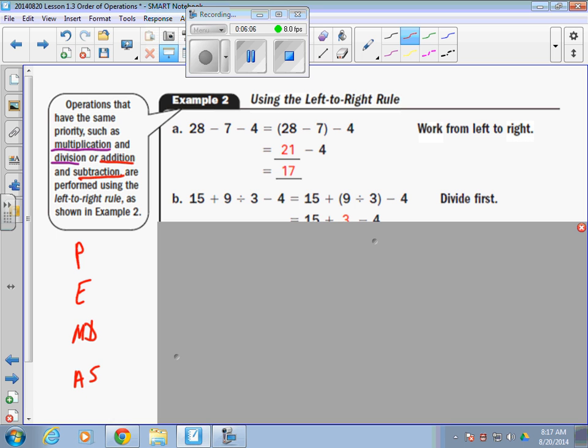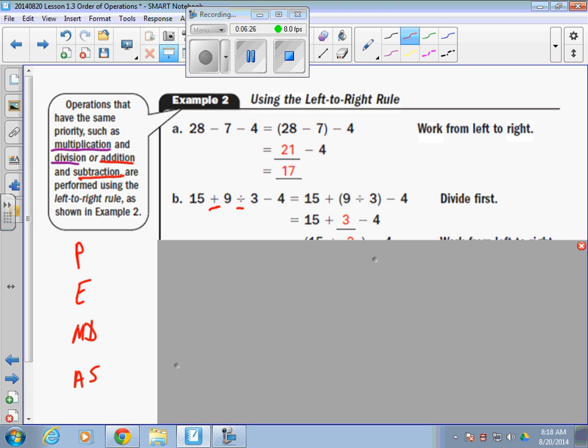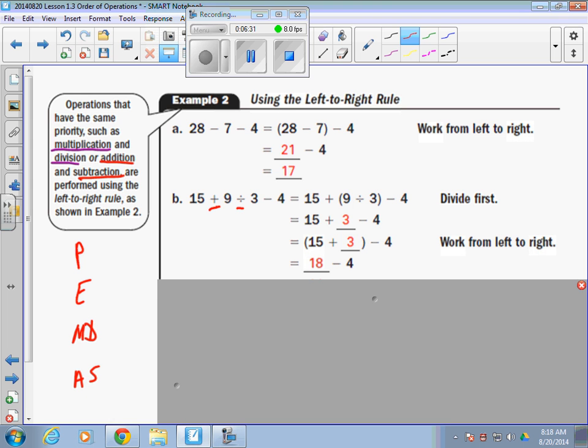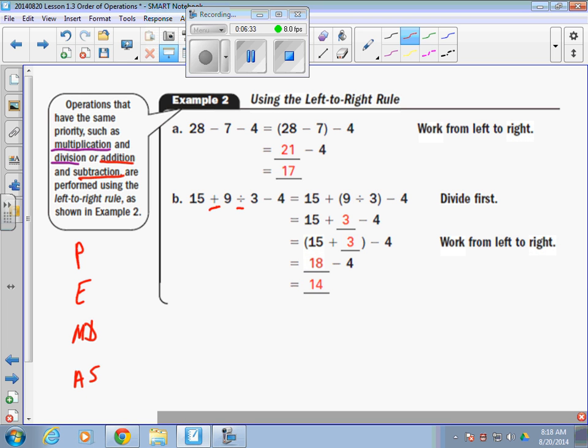The next problem is when you're doing multiplication and division. There's addition in there, so you have to do the division first. So you do 9 divided by 3, and then that gives you 15 plus 3 minus 4. Then you work from left to right. 15 plus 3 is 18, and then 18 minus 4 is 14. So in that case, you are doing division first, then working left to right, addition and subtraction.